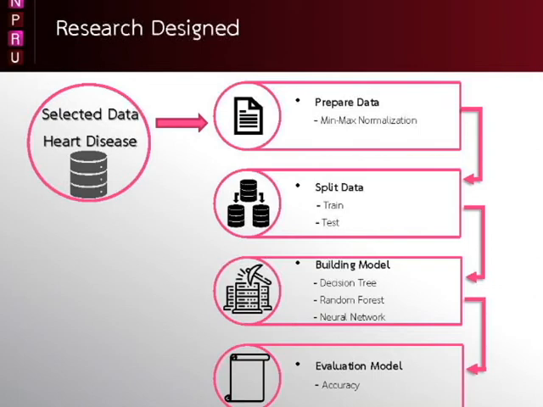Step 4, building model. We use three classification techniques, including decision tree, random forest, and neural network. And the last step, evaluation model. We have trained the classification techniques and report the result in terms of the classification accuracy.